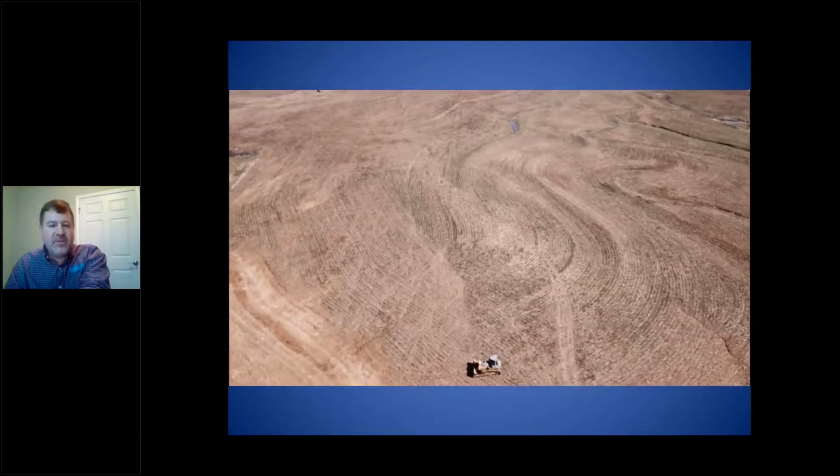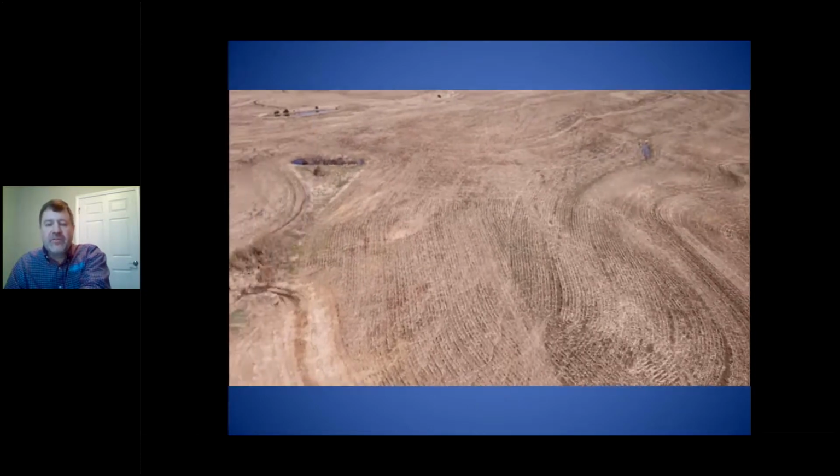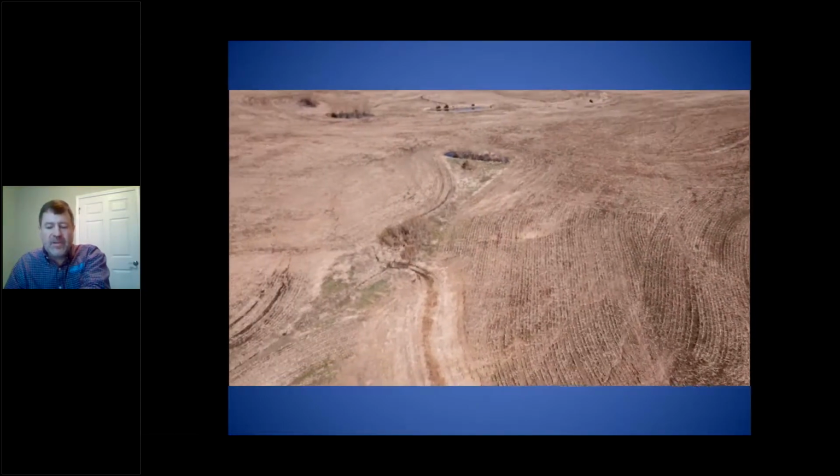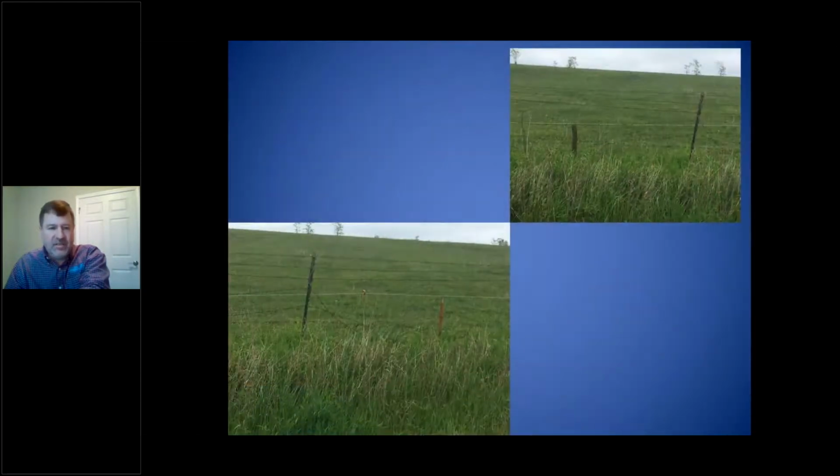The estimates to build a brand new water plant here were about $30 million. For $4 million, we could put some kind of BMP on every single acre of that watershed. So the difference in pricing is significant.